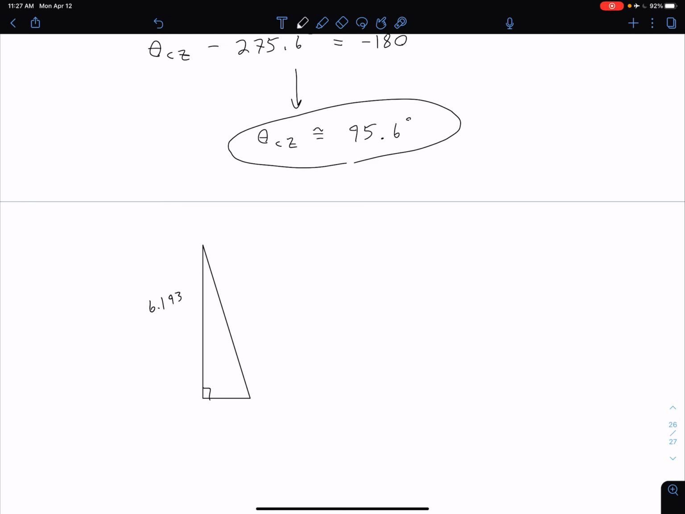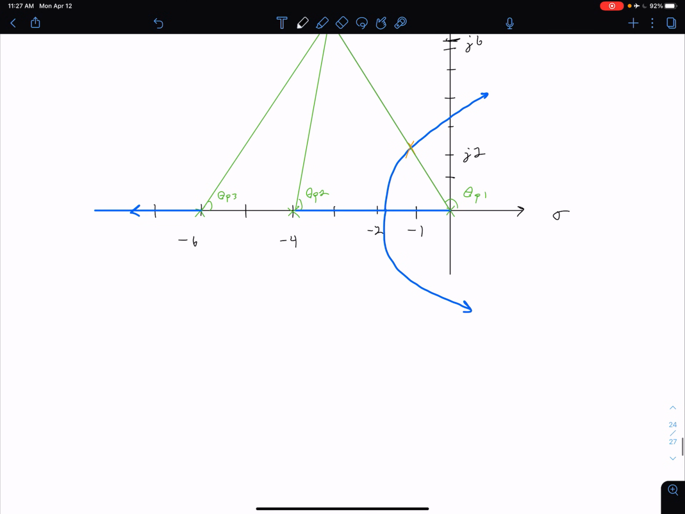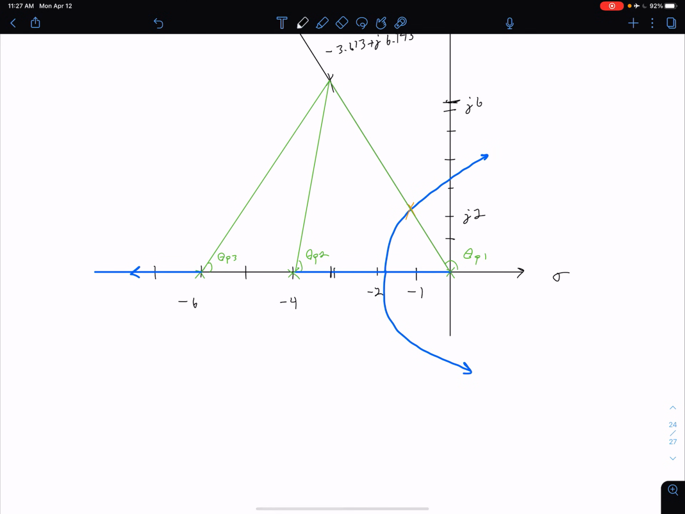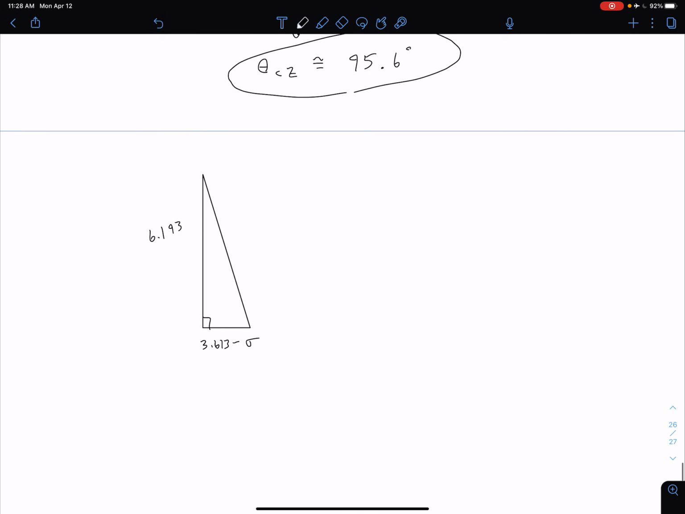We still have the same height, 6.193. On the bottom here, this is going to be 3.613 minus alpha, where alpha is the location of our zero. We said our zero is going to be a little bit to the right of that 3.613, and that location we're calling alpha. So the distance here is 3.613 minus alpha, and that's what we're trying to solve for, our zero location.